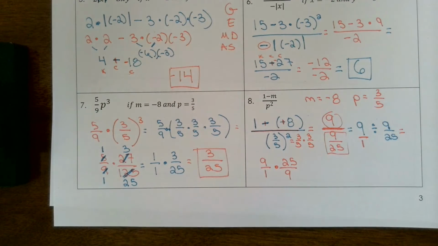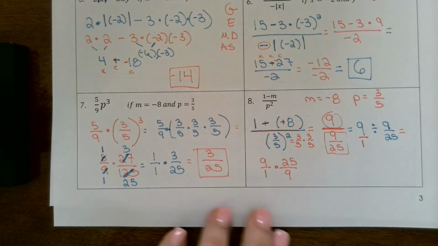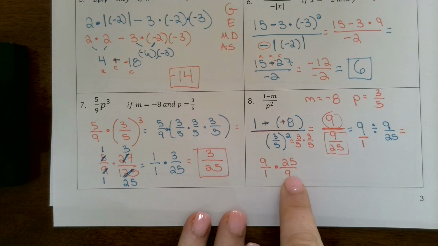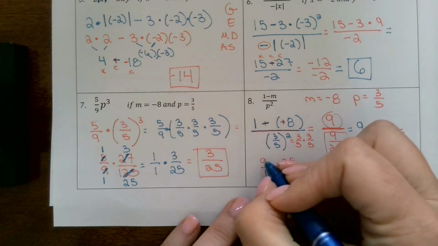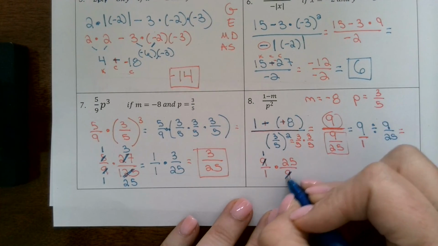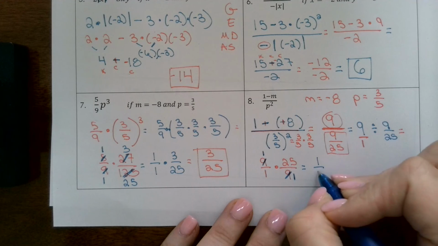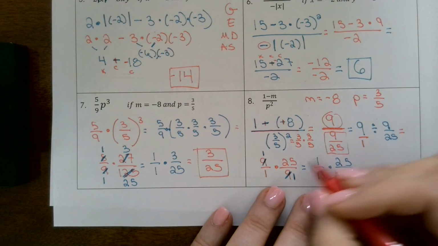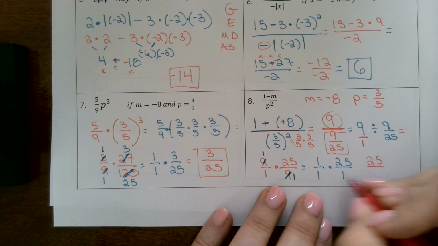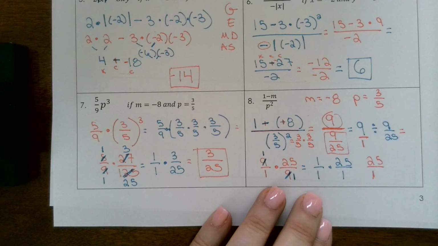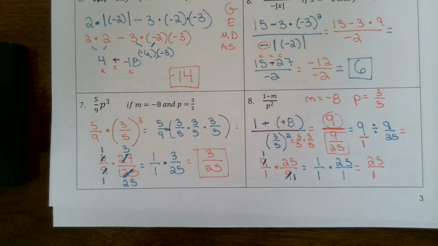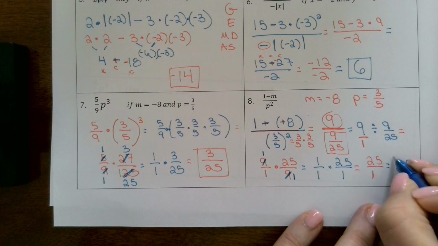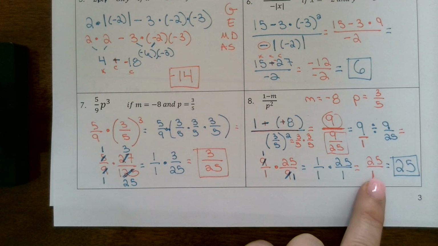Again, I tend to like to cross simplify, so I don't have to simplify at the end. I'm looking at the numbers in my numerators, the numbers in my denominators. I see that 9 and 9, they're the same. 9 divided by 9 is 1. 9 divided by 9 is 1. What I have is 1 over 1 times 25 over 1. Multiplying straight across, 1 times 25 is 25. 1 times 1 is 1. And this is an okay answer, but sadly it is not correct. You've got to get rid of the 1.